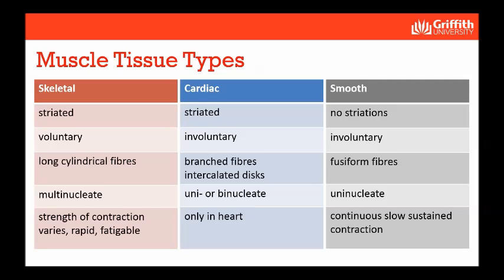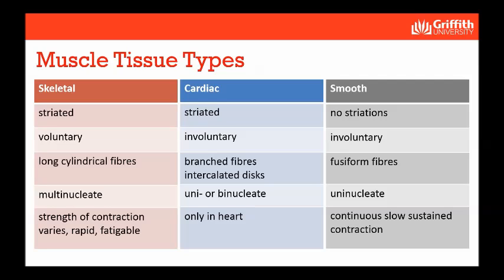Smooth muscle tissue is found in the walls of hollow visceral organs, like the stomach and the respiratory passages. Unlike skeletal and cardiac muscle, it does not have any striations, but, like cardiac muscle, smooth muscle is not subject to voluntary control. It consists of elongated cells that are fusiform in shape.